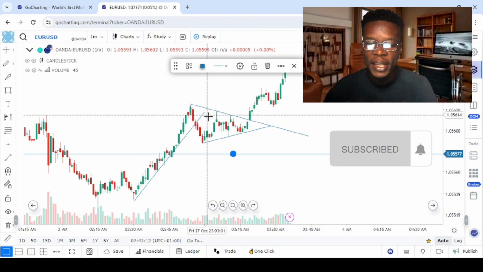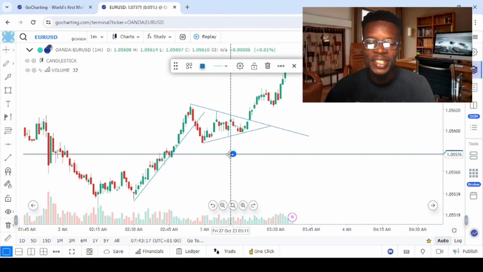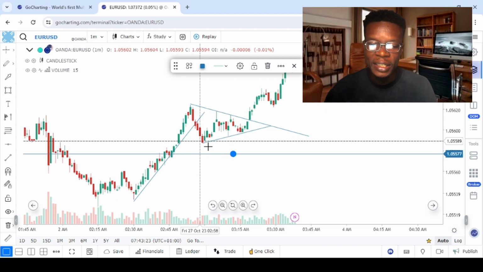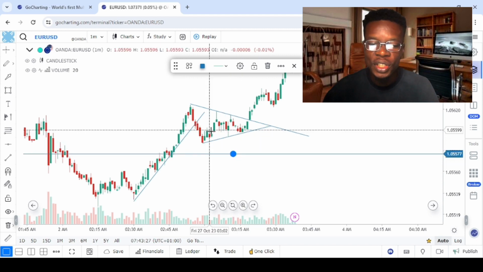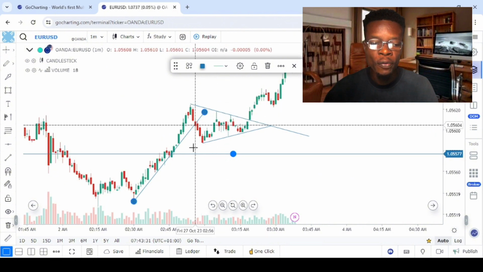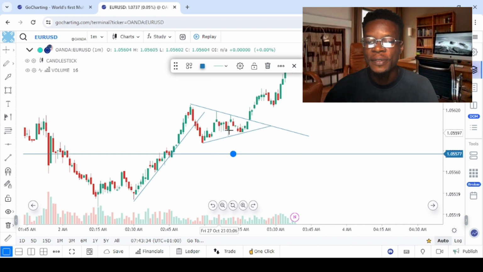If we have the price retrace back and break this line, which means it has retraced above 50% of this push, it will signal that this is not a valid flag formation. If it wants to retrace, it needs to retrace at least 20 to 30% of this original move. Then we can consider that to be a valid flag formation.